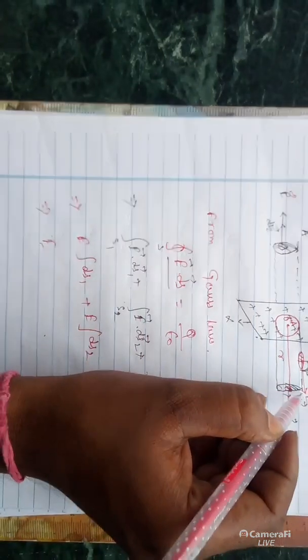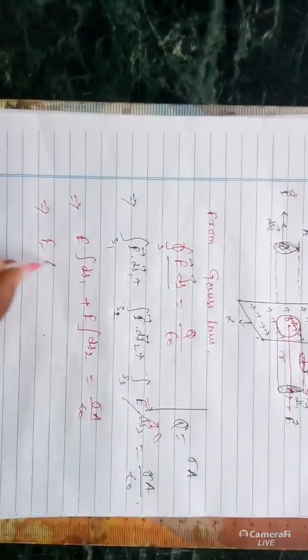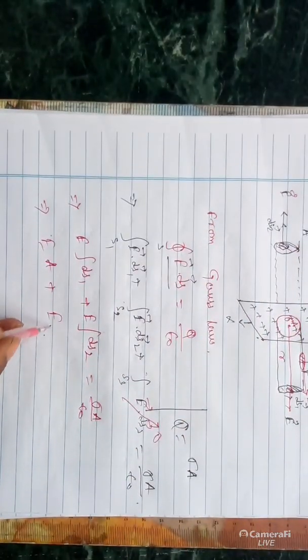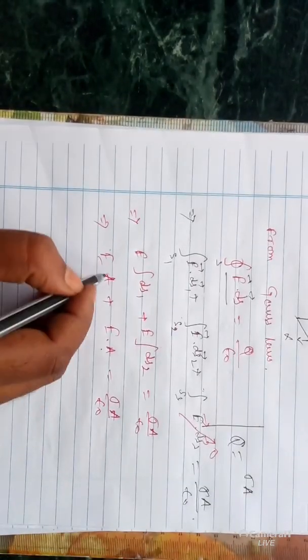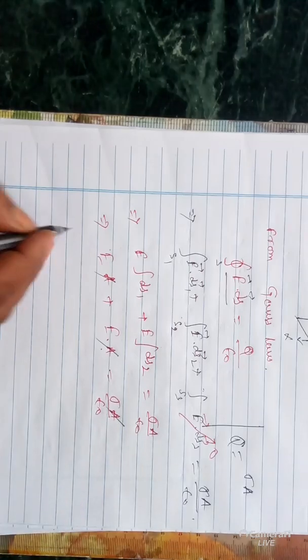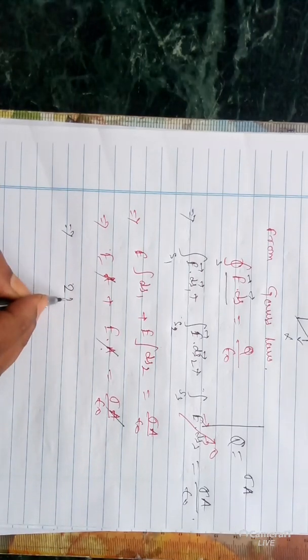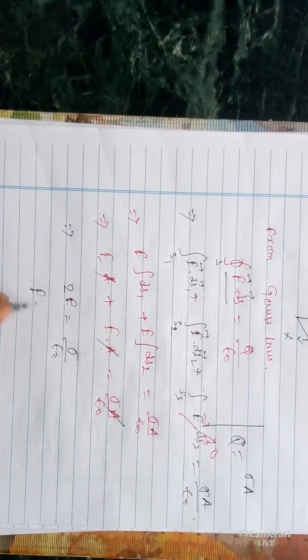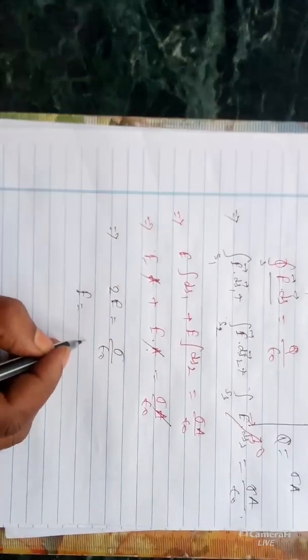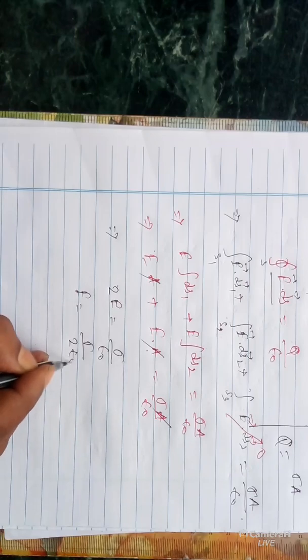So what will be the value of E? dS1 total surface area of this one is what? A. So E into A plus E into A is equal to sigma A by epsilon naught. So A will be cancelled. If we take A common, then this will be cancelled, and notice here twice E is equal to sigma by epsilon naught, or E is equal to sigma by twice epsilon naught.